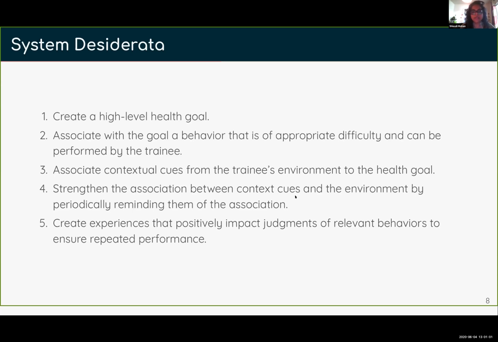And then you can strengthen the association between context cues in the environment and the goal, and increase the possibility that the goal would be retrieved at the right time. And then eventually you want to create a stream of experiences that help the trainee evaluate this behavior highly as compared to other behaviors. This fifth step is extremely hard to do, but we have some understanding of how to do this part, but it's not fully integrated into the system yet.